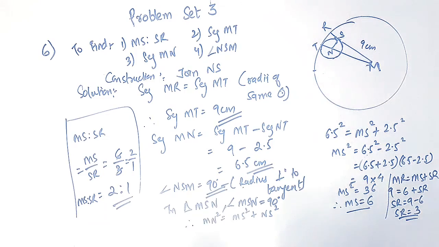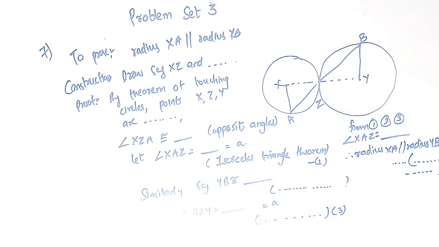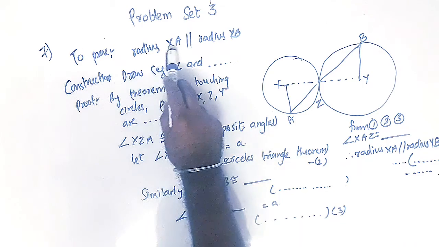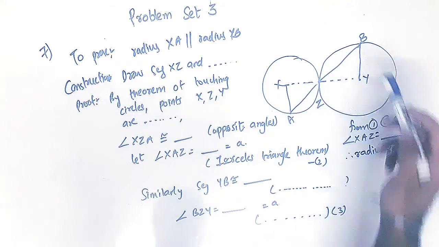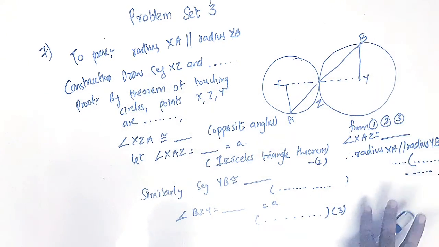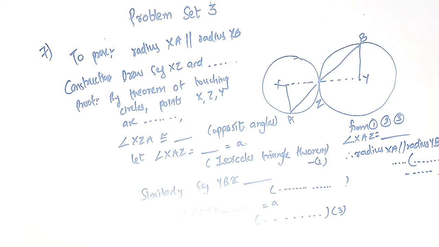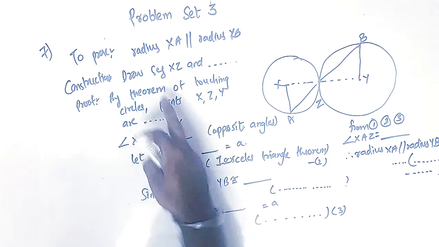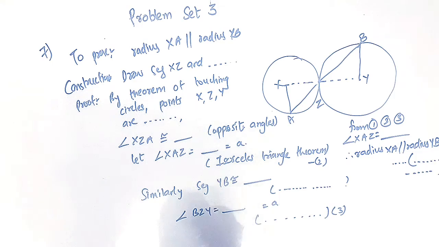Okay, then. So question number 7 is more of a fill in the blanks type of proof, where I have written the proof as they have given in the textbook and we have to fill the blanks. Okay, so we have to prove radius XA is parallel to BY, which they have already written here. And first construction will fill this blank.